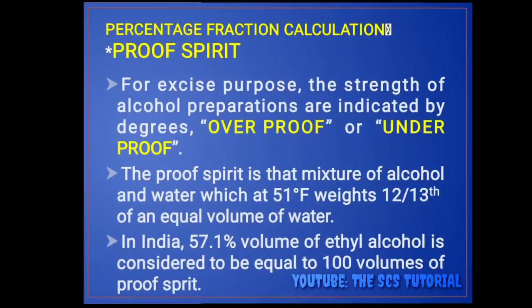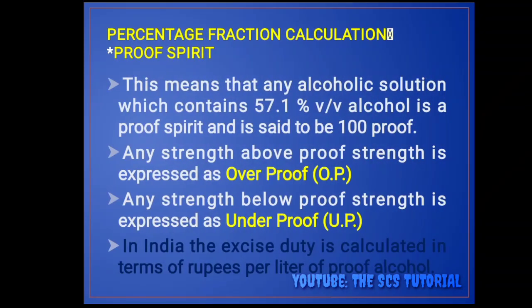57.1% volume of ethyl alcohol is considered to be equal to 100 volumes of proof spirit. That means any alcoholic solution which contains 57.1% volume by volume alcohol is a proof spirit and is said to be 100 degree proof, and any strength above that proof strength is expressed as overproof, and any strength below that proof strength is expressed as underproof. Overproof is denoted as capital O and capital P, and underproof is denoted as capital U and capital P.